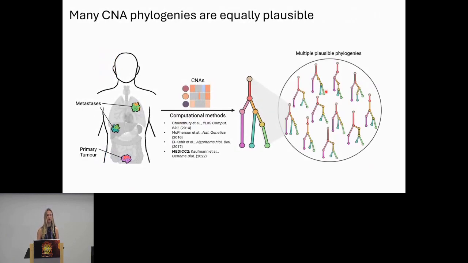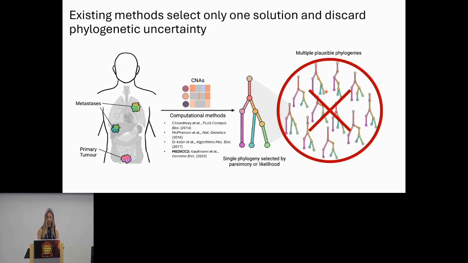However, copy number alterations are actually incredibly complex events, and they have the possibility to overlap, which can make the inference of phylogenetic trees from copy numbers incredibly difficult. There can actually be multiple plausible phylogenetic trees possible for a single tumor.